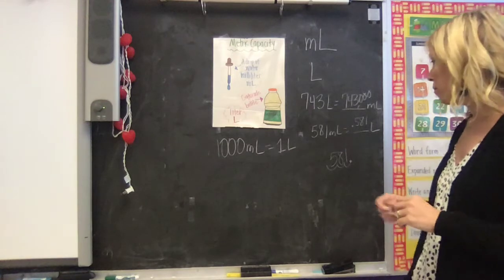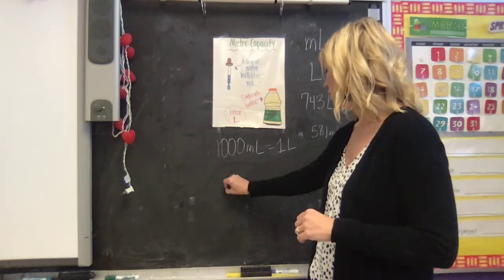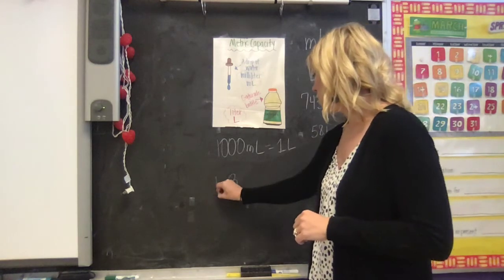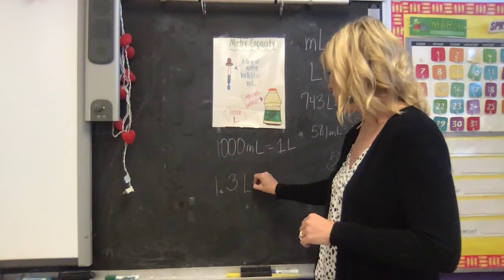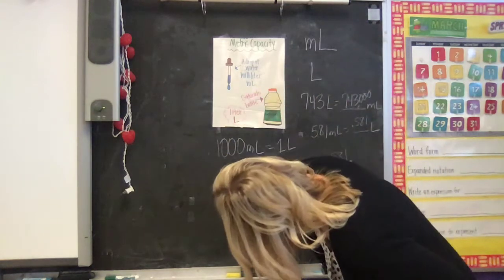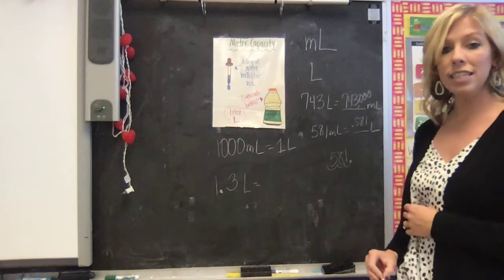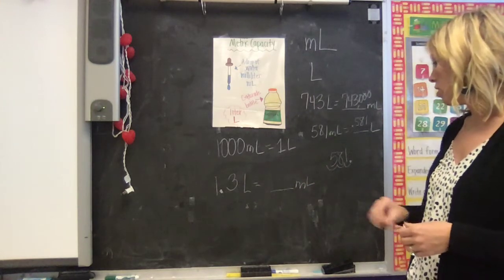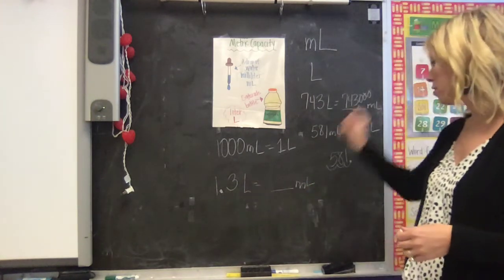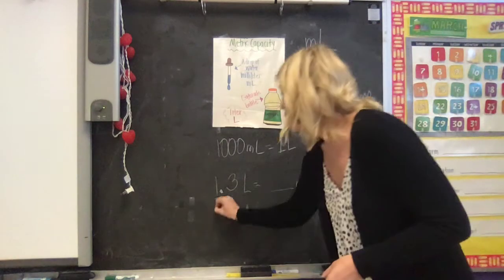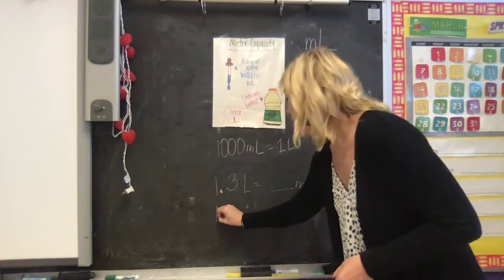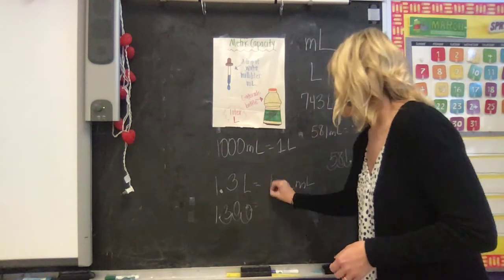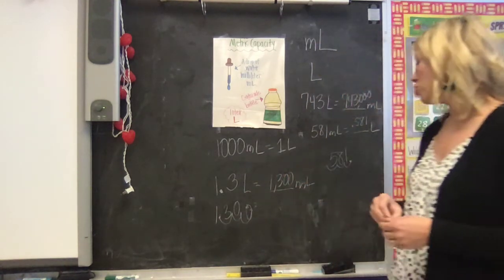All right, let's do one more. Let's do 1 3/10 liters. That's a decimal. 1 3/10 liters would be how many milliliters? So I'm going from bigger to smaller, so I'm going to multiply. And I know if I'm multiplying by 1,000, I'm moving 1, 2, 3 units. And that would be 1,300 milliliters.